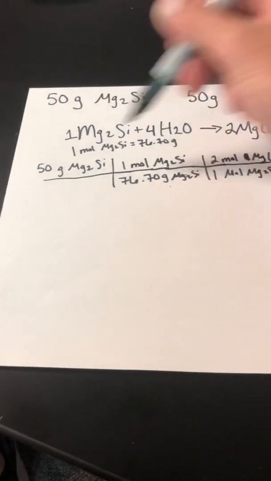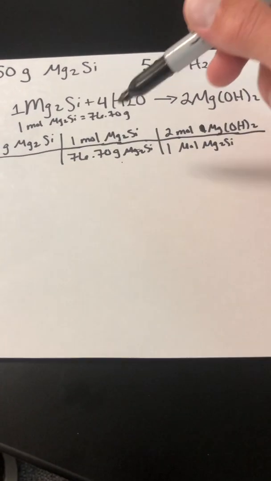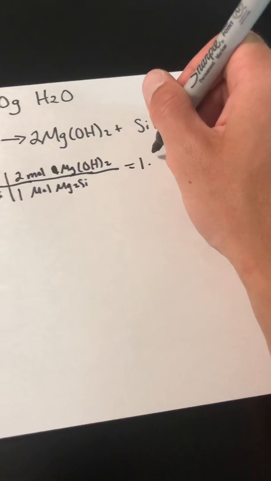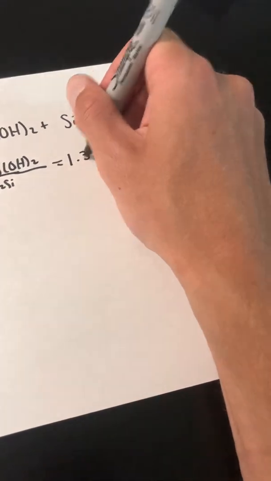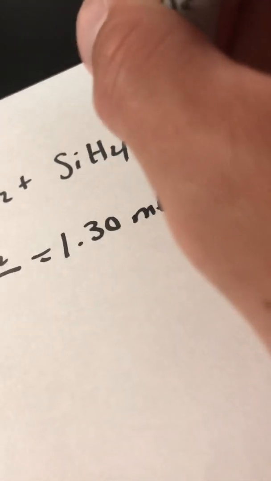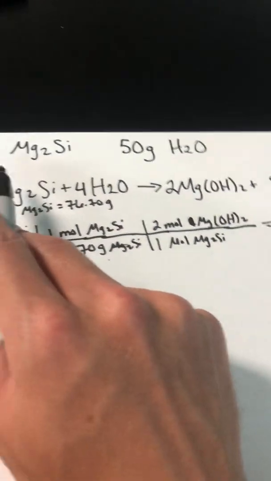So now I'm kind of done here, so I would multiply my numbers across. I would take 50 times 1 times 2, which equals 100. I'll divide that by 76.7 times 1. I already did that on the calculator, and I came up with, if I had 50 grams of Mg2Si, that would equal 1.30 moles of my product, which is Mg(OH)2.